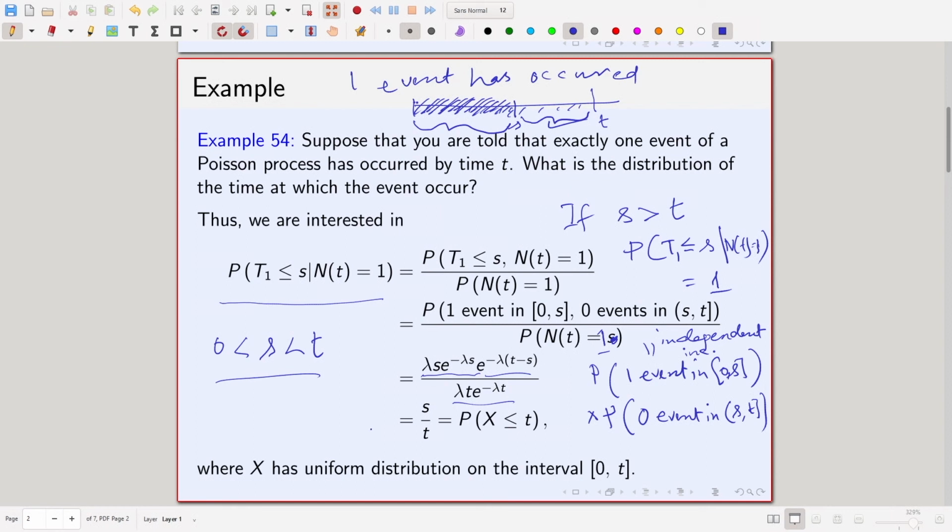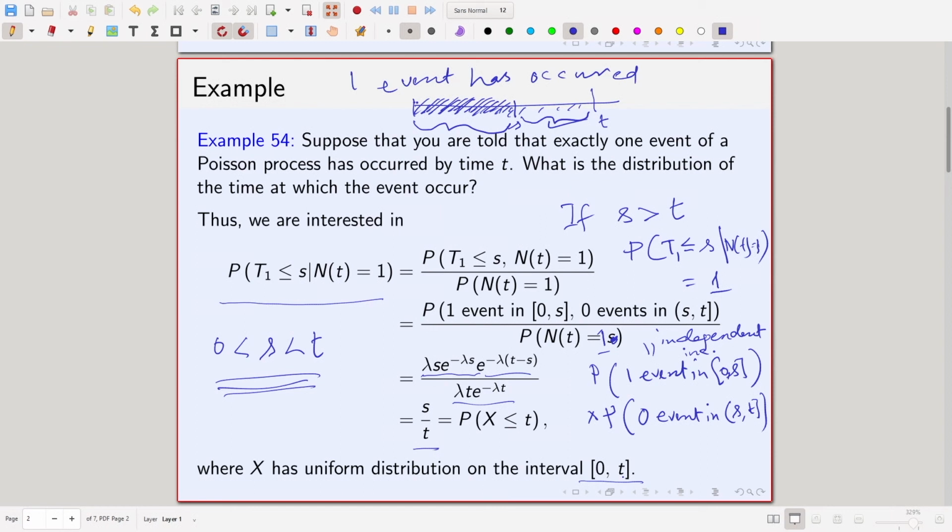And now, if you do the calculations, do the cancellations, you will get s over t. But what is s over t? Remember, we are looking at 0 less than s less than t, and we have already seen that for s greater than t it is 1. So this is equal to s by t in this regime. But that is nothing but the cumulative distribution function of a uniform distribution on the interval 0 to t, right.